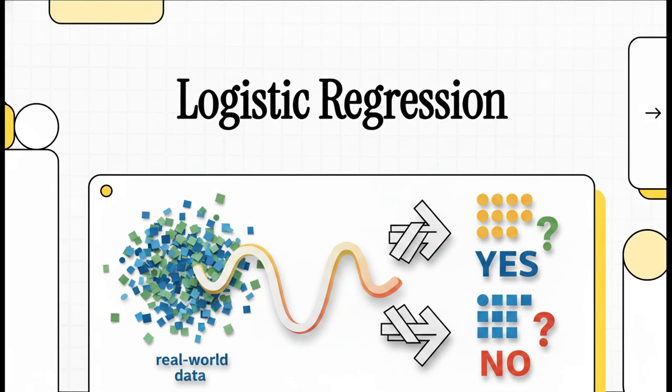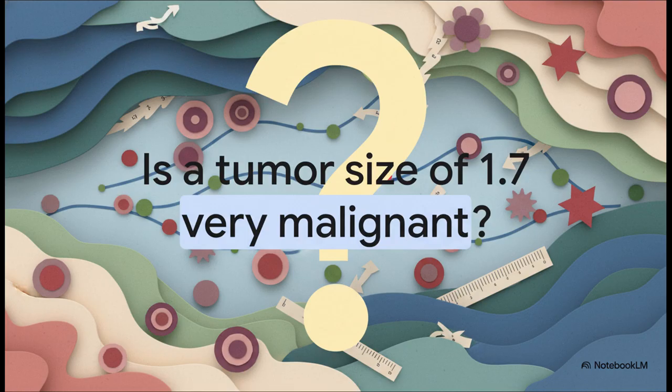Welcome to This Explainer. Today, we're diving deep into logistic regression to see exactly how it solves one of the most fundamental problems in data science, classification. We're going to break down how this incredibly simple, elegant algorithm can take totally chaotic, real-world data and answer complex yes or no questions with absolute mathematical certainty. Let's get started.